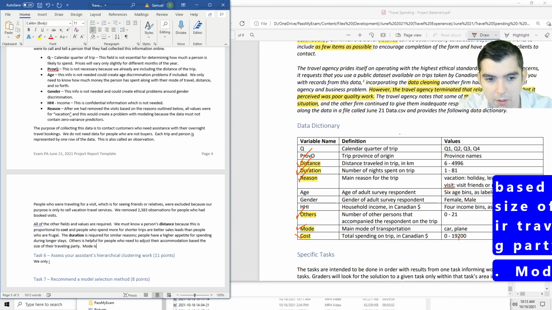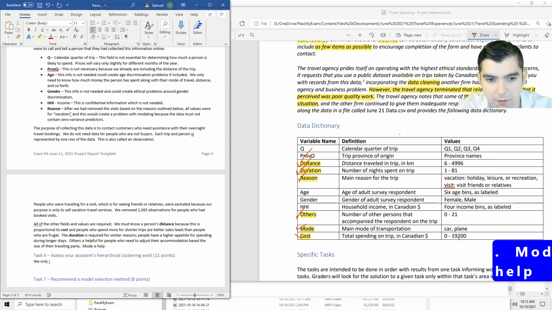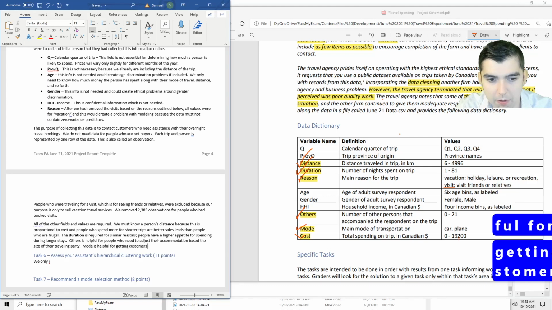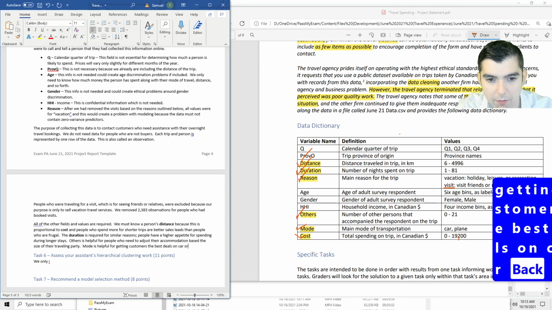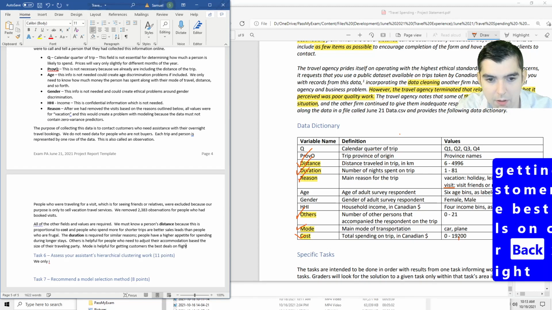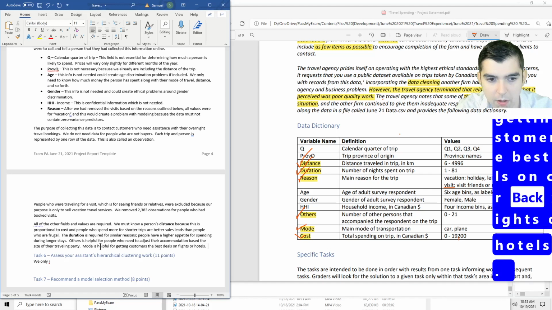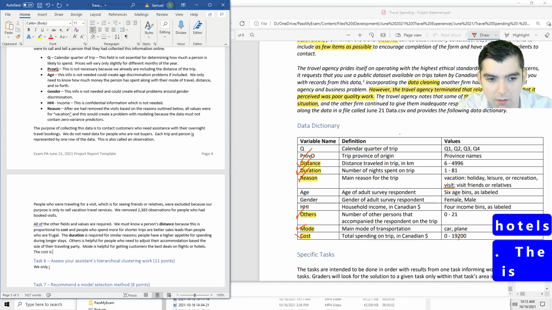Mode is helpful for getting customers the best deals on car or on flights or hotels. The cost is required. Yeah, of course, cost is required.